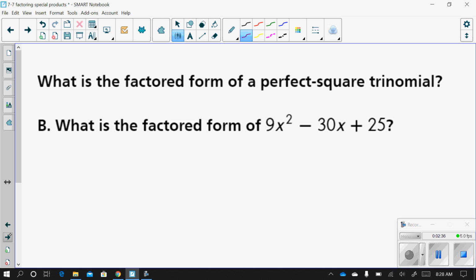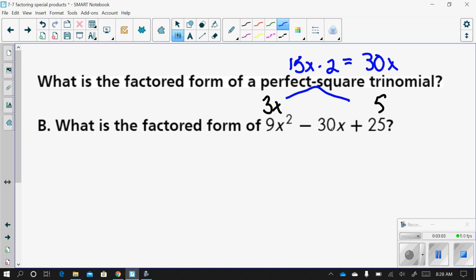Let's factor 9x squared minus 30x plus 25. Okay, sometimes with these, it's really nice to check, is it a perfect square trinomial? So let's check. Can I take the square root of 9x squared? Absolutely, it's just 3x. Can I take the square root of 25? Absolutely, it's just 5. Multiply these two together, you get 15x times 2 equals 30x. Look, that's what's in the middle.